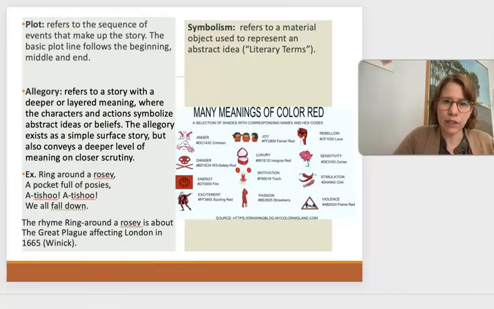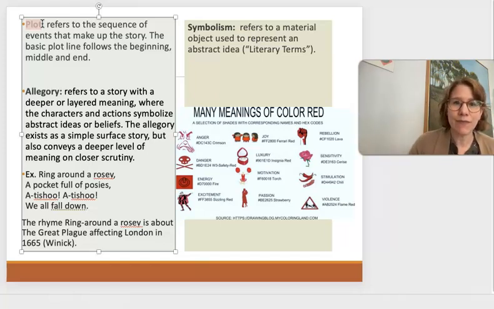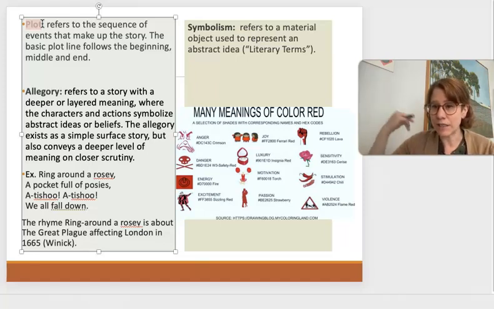Okay, and then up next we have plot, allegory, and symbolism. So plot is probably the one you're most familiar with. Every story, film, TV show has some kind of plot. It's the basic storyline or plot line. Sometimes it's called the narrative, which is just a literary term for story or storyline. And usually a plot follows a beginning, middle, end, but that doesn't always have to be. Sometimes a narrative might have a very open-ended ending that seems really inconclusive, but it's the author's choice to leave you hanging, unsure of what's to come next.